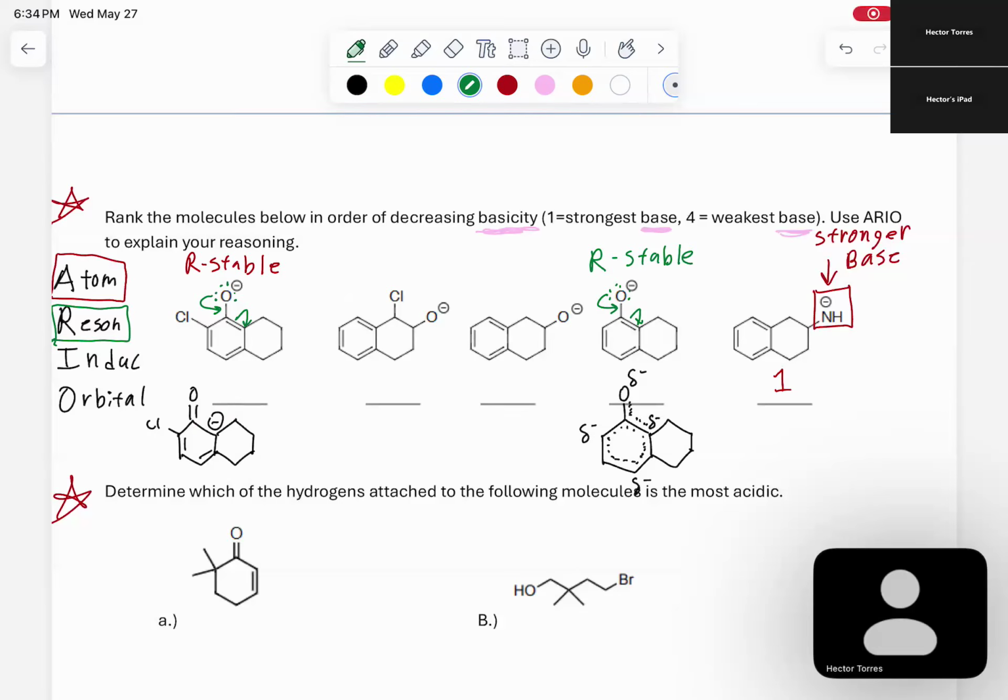Okay. So as we said, the more stabilized it is, the weaker the base it is. Now let's look at which ones don't have resonance. This one here does not have resonance, and this one here doesn't have resonance. They're not close enough to the ring to be able to resonate into it, so we know that they're not resonance stabilized. So what we do is we instead look at induction.